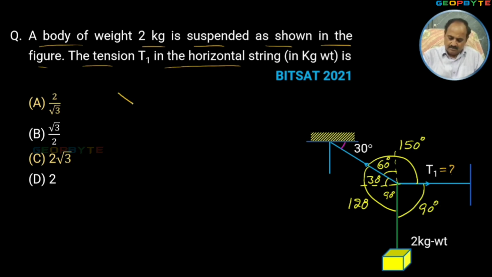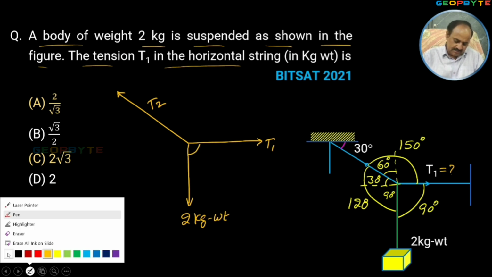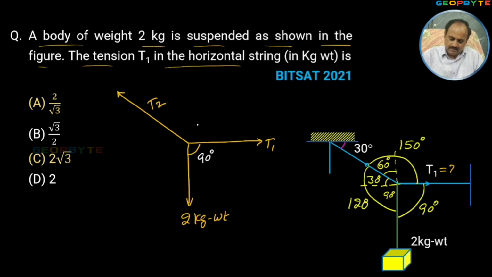Here, one tension, right? Let the tension be T2, and this tension is T1, and the weight is acting vertically downwards. That is the 2 kg weight. Okay, let us change the color. This is 90 degrees, and this is 150 degrees. This is called a free body diagram. This is equal to 120 degrees.